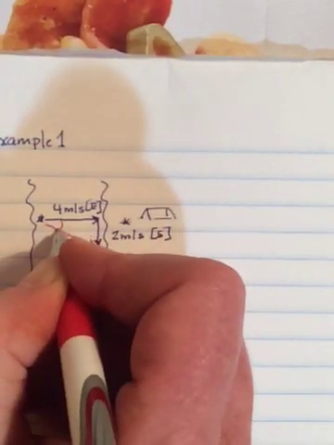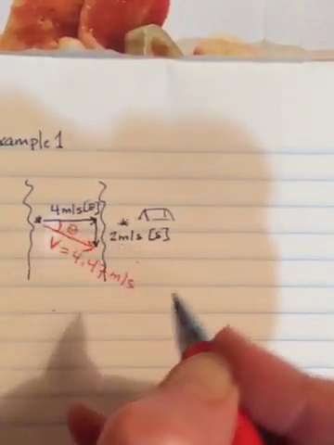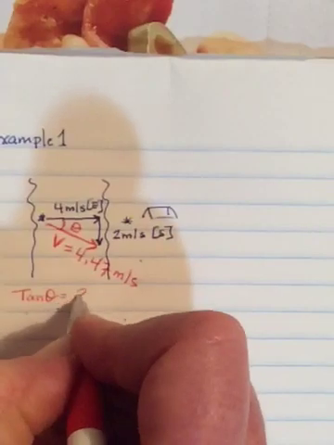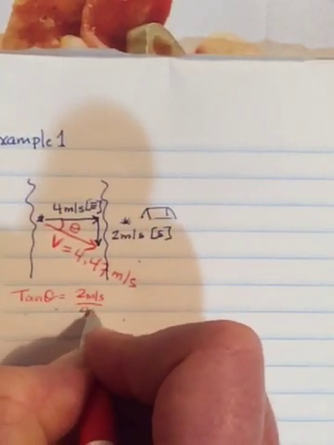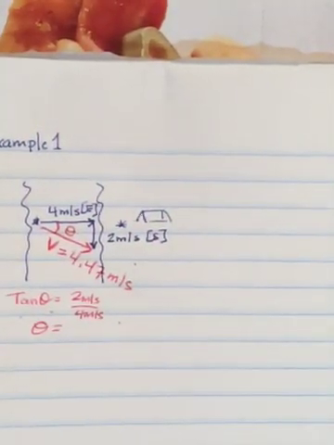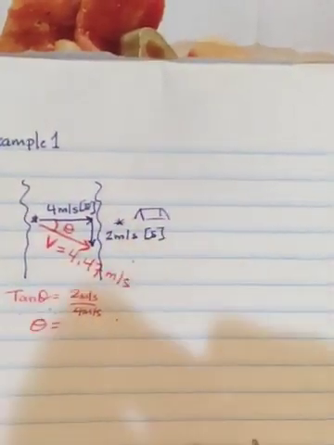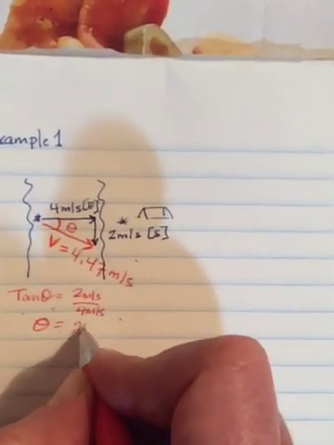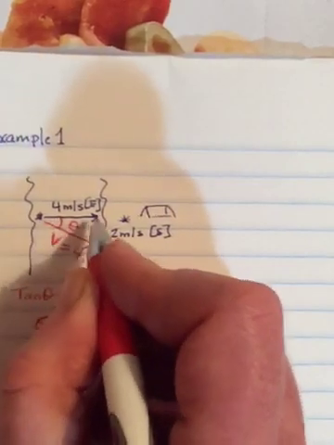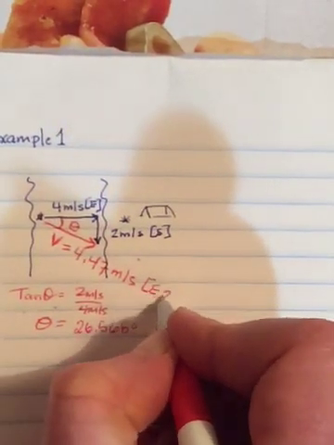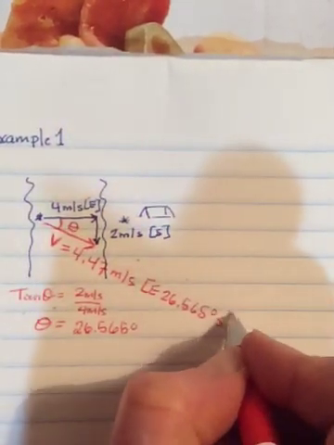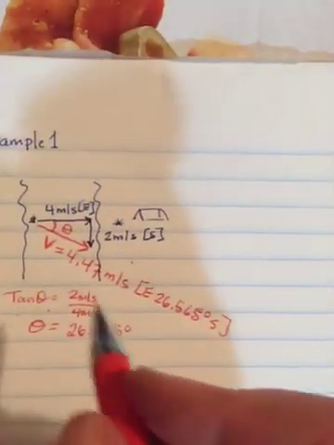But it's a vector, so we have to find this angle, theta. You can find it by doing tan theta, so tan theta is 2 meters per second over 4 meters per second. We did this the other day. When you do inverse tan of 0.5, you get 26.565 degrees. So we would go square bracket, measuring from the east, 26.565 degrees, and it's going south. Okay, so that's the answer to part A.